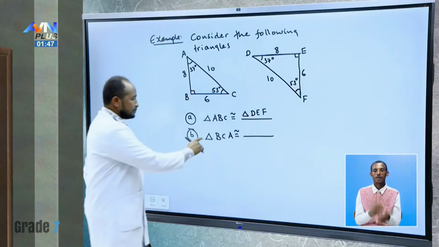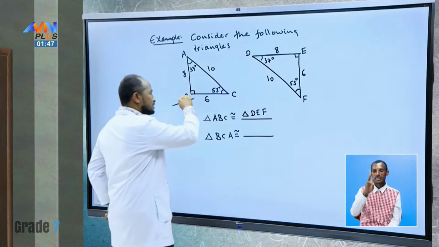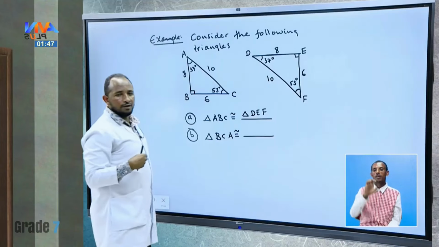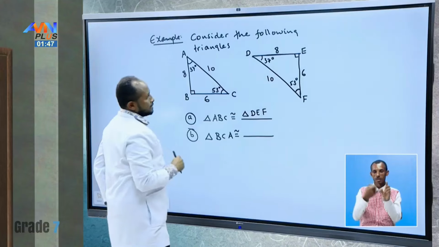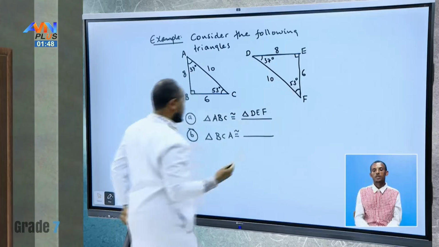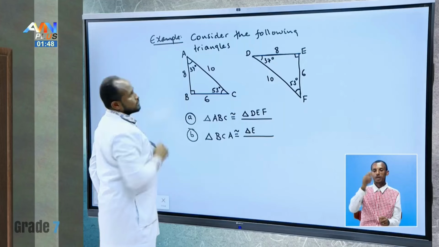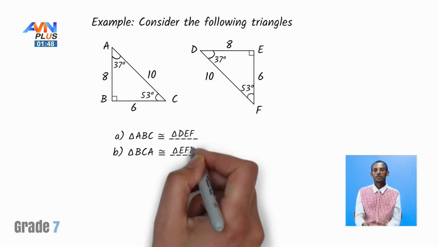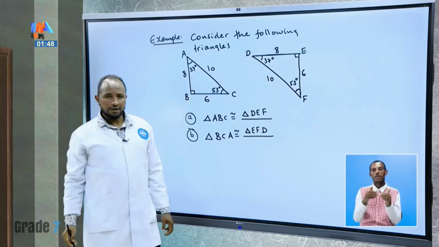Here, BC is 6 units. So this side, BC, fits on 6 units. It must fit on EF. In what order? BC, from 90 degrees to 53. So here, BC fits on 90 to 53, EF. Therefore, triangle BCA is congruent to EF. The remaining letter is D. So triangle BCA is congruent to triangle EFD.